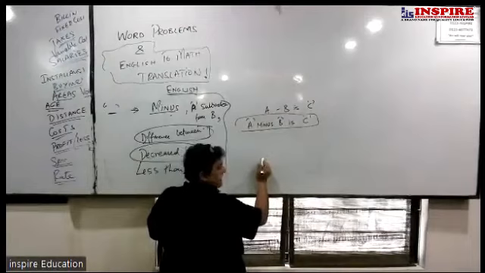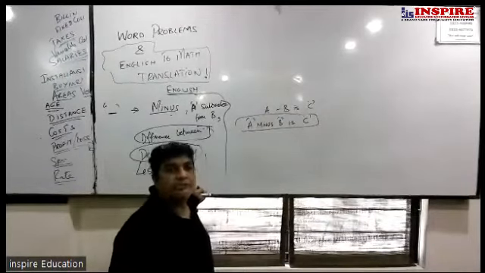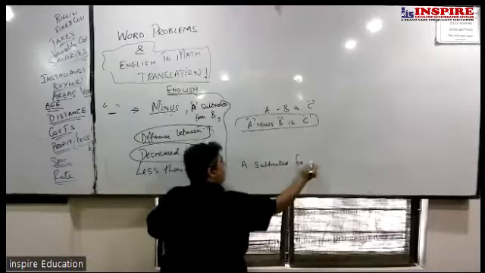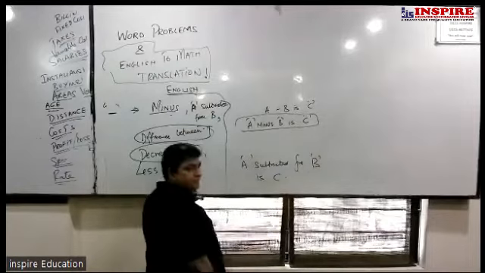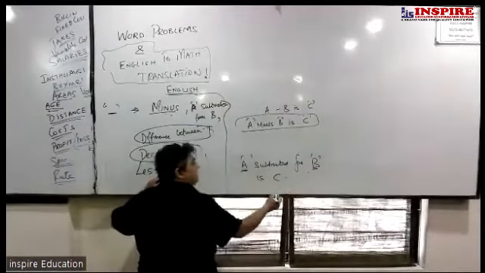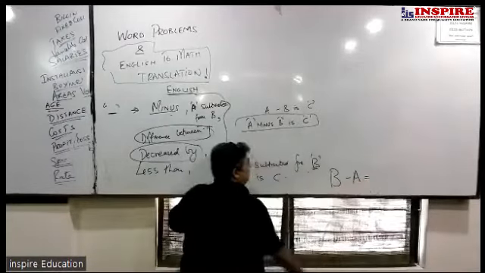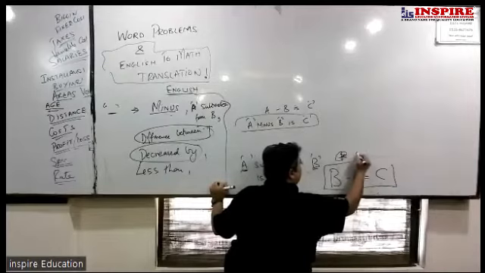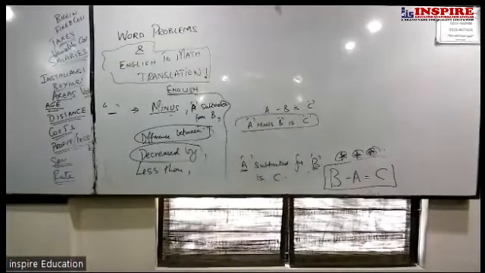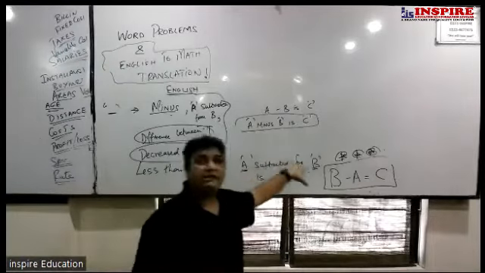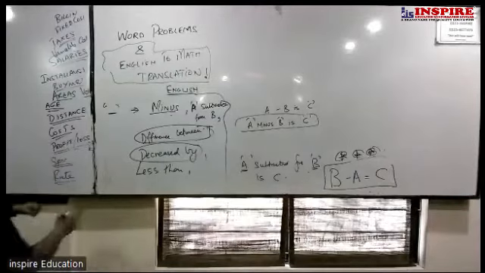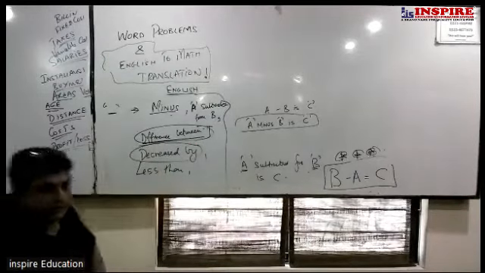Now look here. Put your pens down, everybody. This is important. This is where you make mistakes. A subtracted from B is C. Is that A minus B is equal to C? No. A has been subtracted from B. It is B minus A is C. This is where we become careful, because English plays games. A subtracted from B: you are reducing from B. Got it?